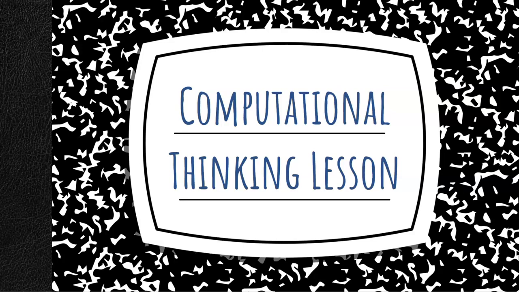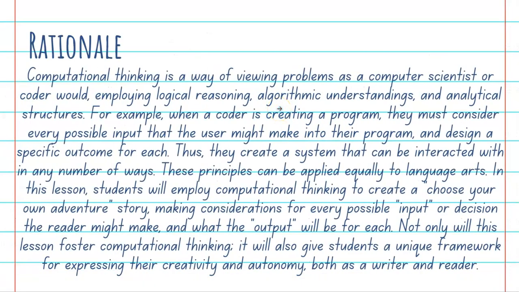So the first question is, what is computational thinking? Well, computational thinking is a way of viewing problems as a computer scientist or a coder would. So you're looking at logical reasoning, algorithmic understanding, analytic structures, all sorts of things like that. One pretty easy example to understand is if you think about a coder creating a program, think about the ways they have to consider different inputs and what those outputs will be when they're designing this program.